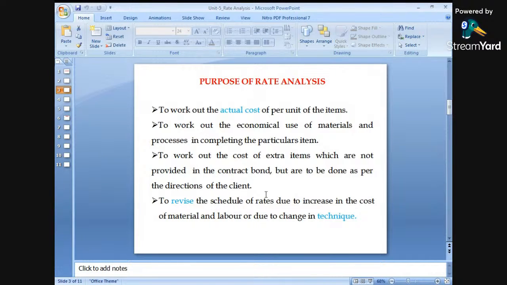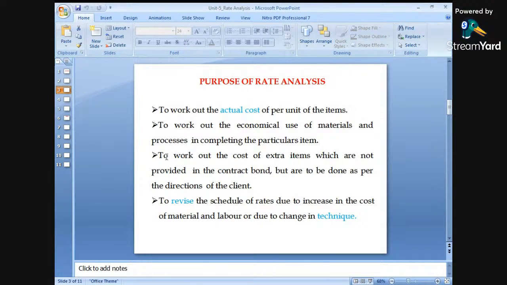How much materials has been required? What is the economical use of the materials? What is the cost of that particular materials? How much materials will be required? So this again, with the help of the rate analysis, we can find out the materials in an economical way, how much materials it has been required in completion of a particular type of activity or a particular type of work.